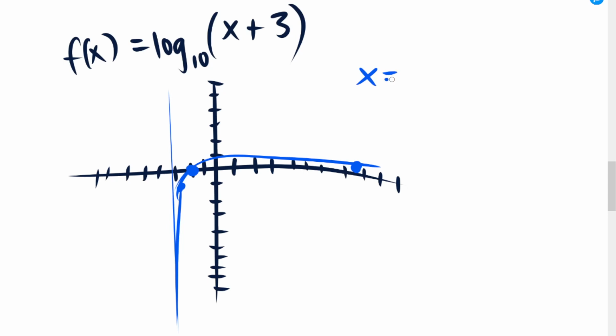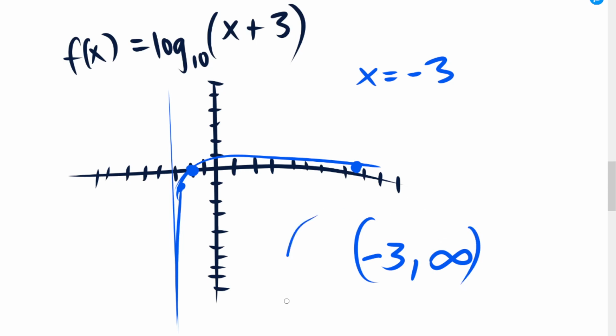So x equals -3. So our domain will look like -3 to positive infinity. And we use a normal parenthesis because it is not included. It will never touch -3.